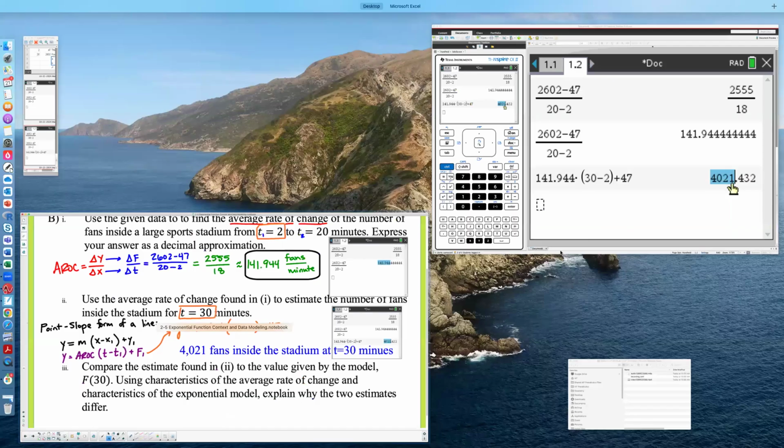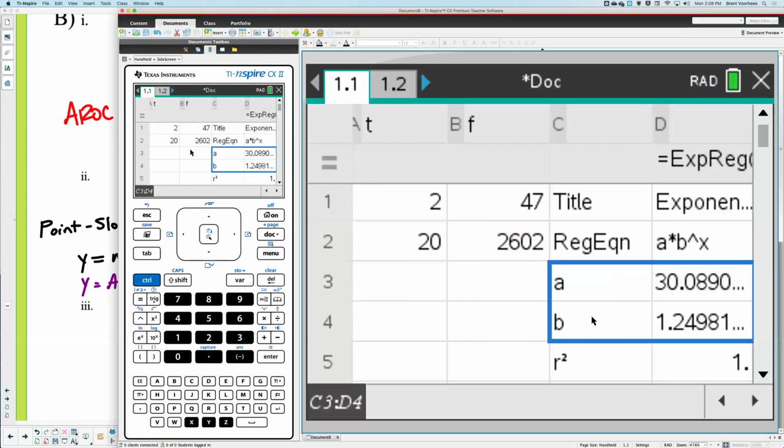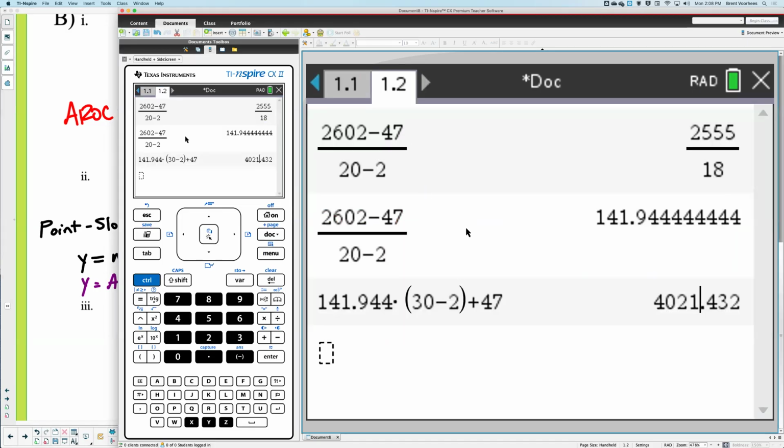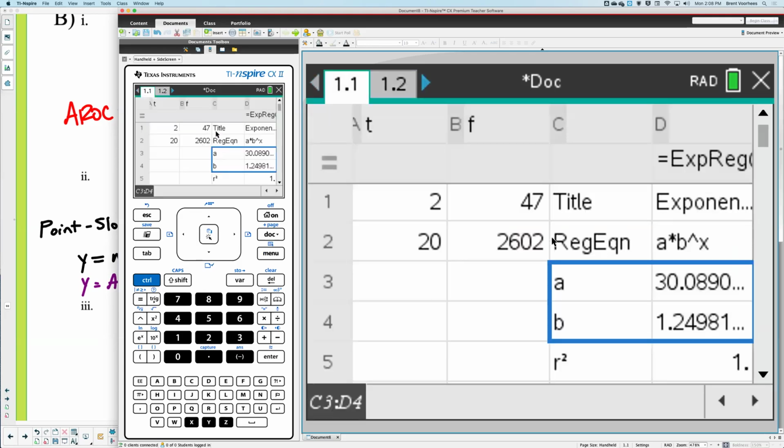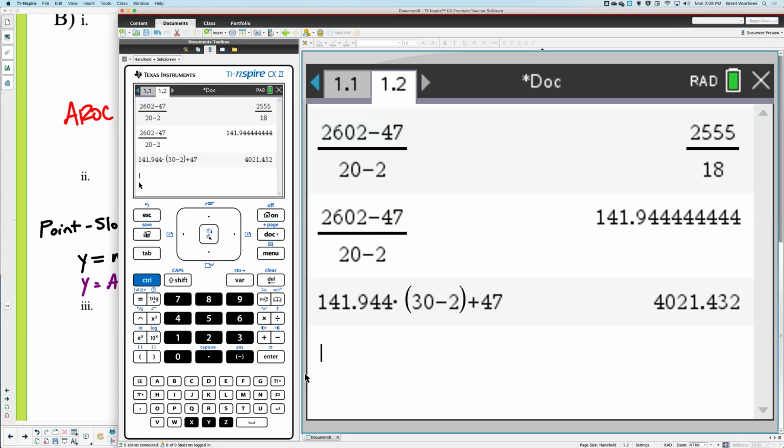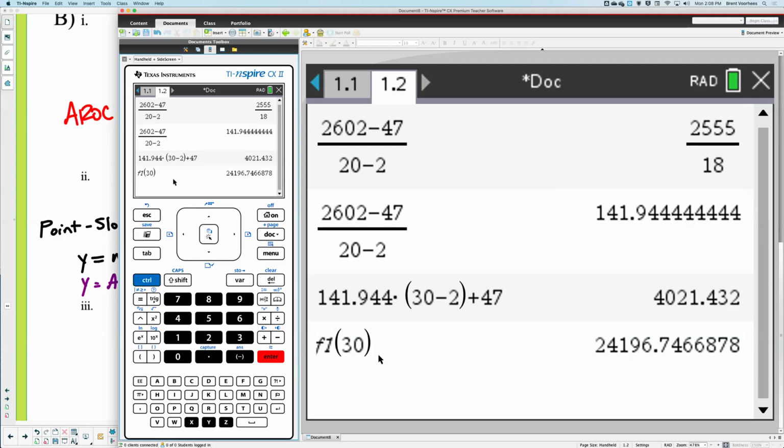Pull back up your calculator. This was our model f right here. Did we ever open the new tab and find f1 of 30? Have we done that? No, let's do it now. Remember how this got saved as f1? I told you you will use that later. This is the later. Part 3 is where you'll use that. Type f1 of 30. This is the exponential model. What does the exponential model have to say about how many people will be in the stadium at 30 minutes?